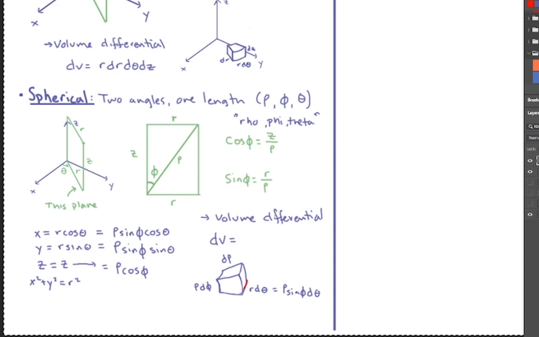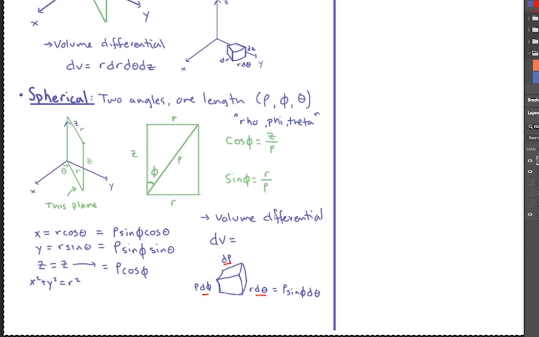The length along the bottom side of this little curved box is actually the same as this length right here in cylindrical coordinates. So this distance is just r d theta, and then remember r and sine of phi and rho all have a relationship with each other, so I just substituted that value for r here, and I get rho sine phi d theta.